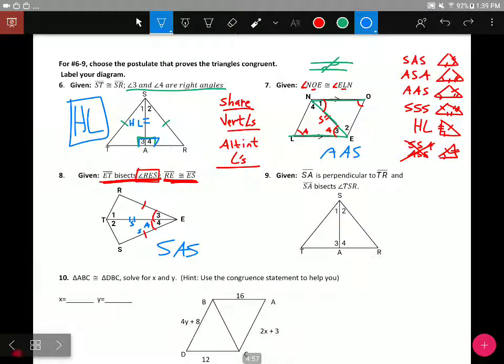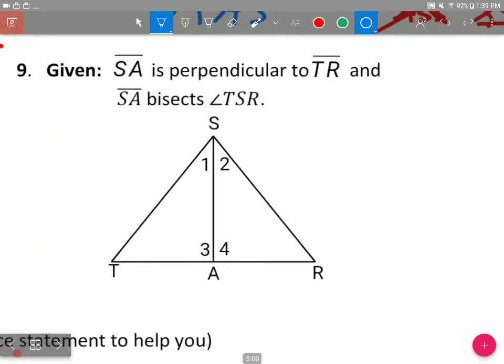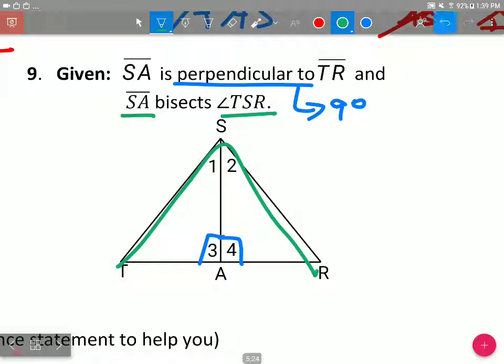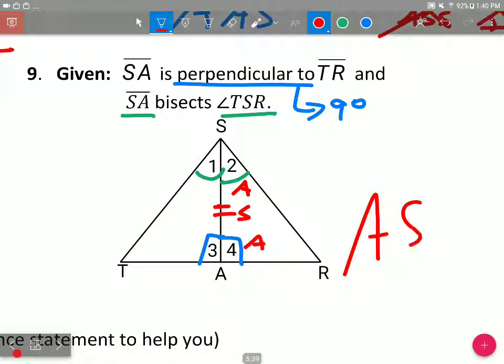Last but not least, SA is perpendicular to TR. Perpendicular means we have 90-degree angles, only that you have 90-degree angles. So SA is perpendicular to that. That not only tells me that I have right angles right here. It does not tell me this. Okay, that's all that tells me. SA bisects TSR. So TSR, it's bisecting an angle, so I have congruent angles. And then start looking for your other things. We have a shared side right there. So that's enough. I have an angle and an angle with a side between. So that is angle, side, angle.